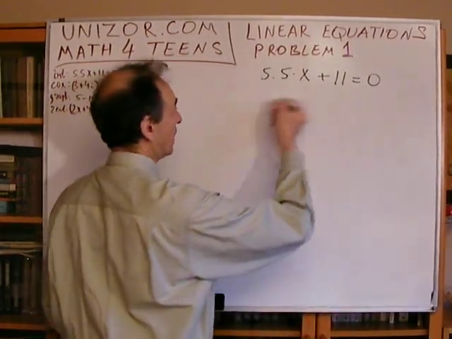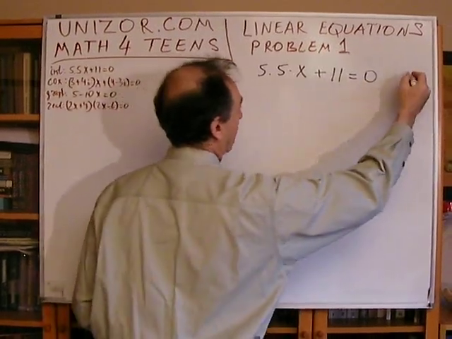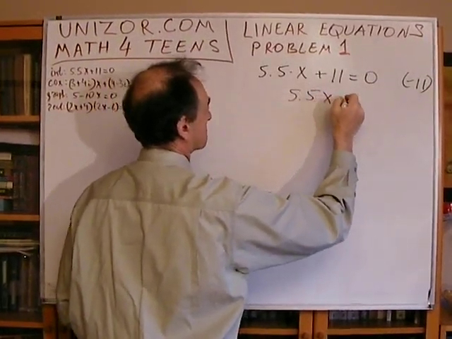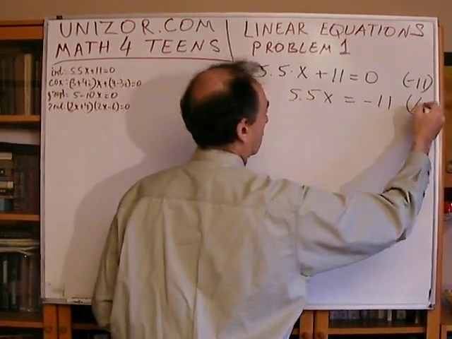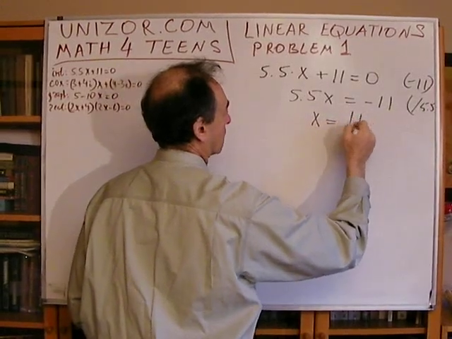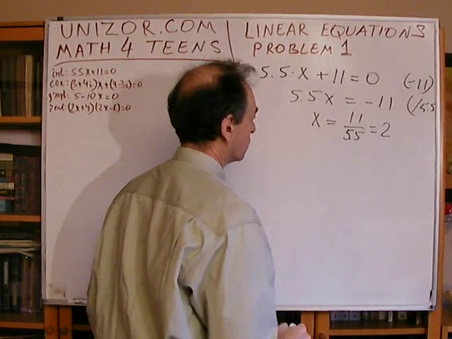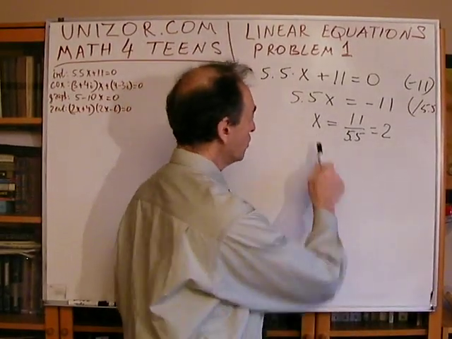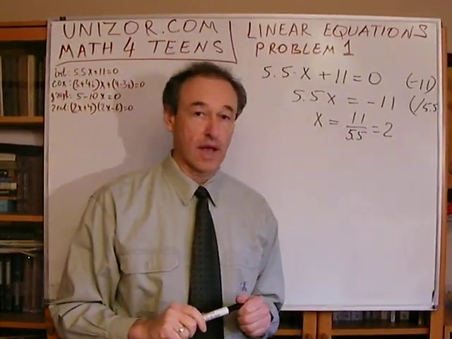Because if you apply the regular transformation, minus 11 first, you will get 5.5x equals minus 11, and then divide by 5.5, that would give you 11 divided by 5.5, which equals 2. So we do have an equation which has a solution, x equals 2.